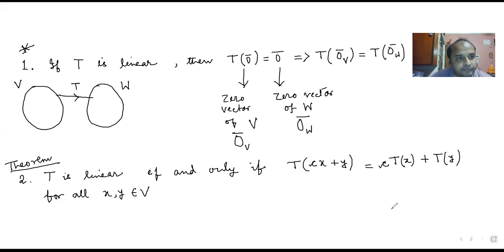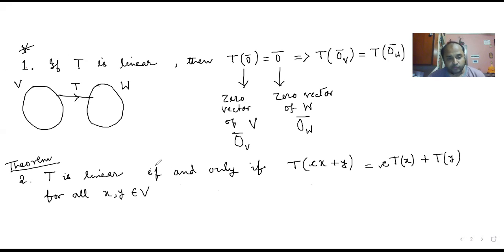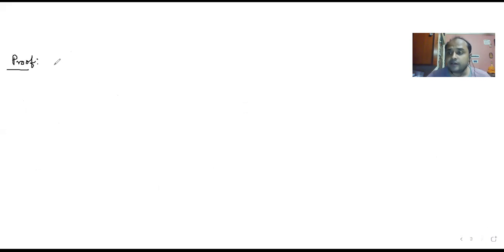Okay, proof. By proving this particular result, I wanted to show you how to prove a theorem. Because linear algebra is all about theorems, and you have to deal with that. Many theorems and many important results are there, which often help us to solve problems. So I'm trying to prove it, first of all.